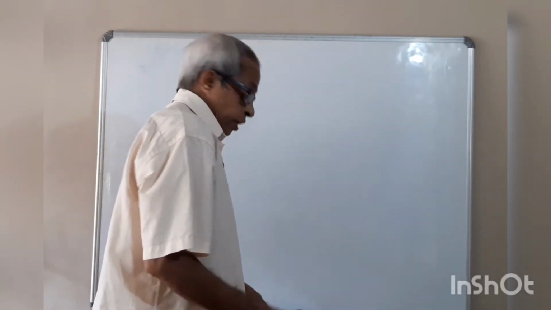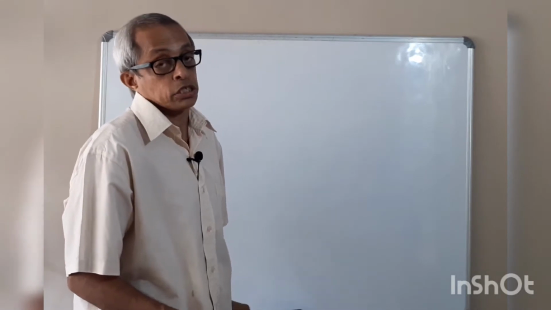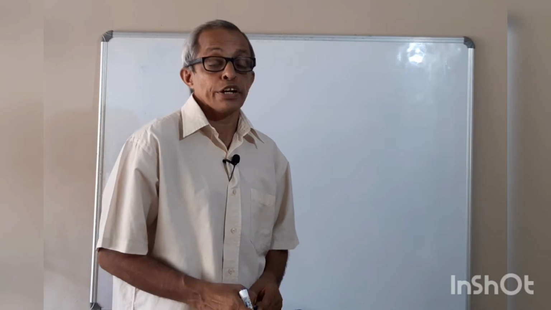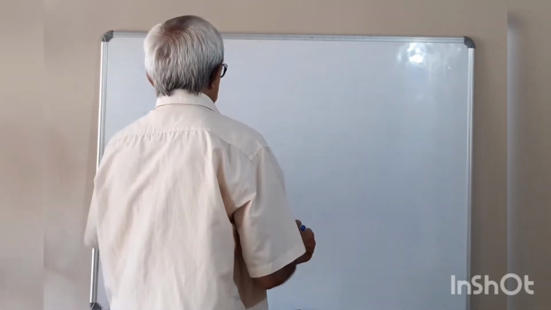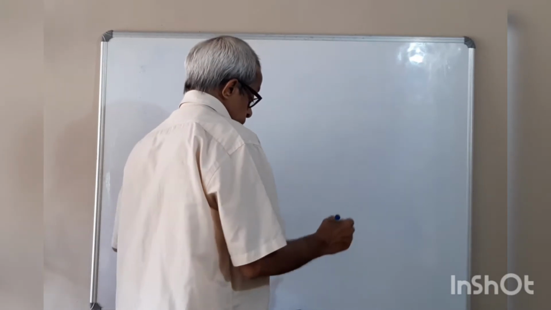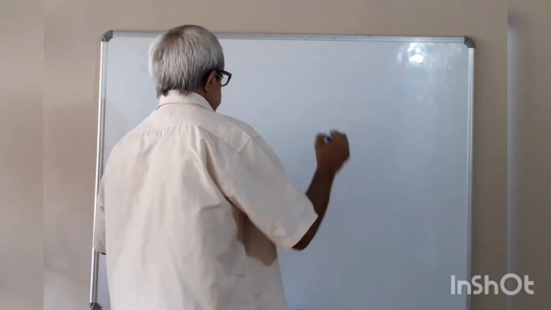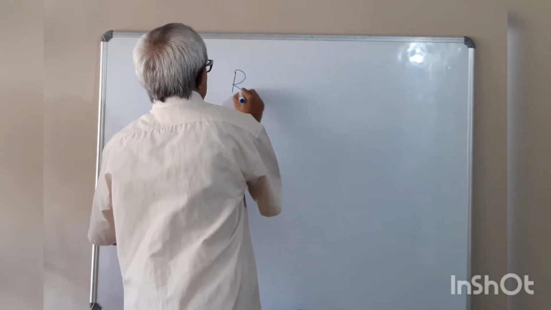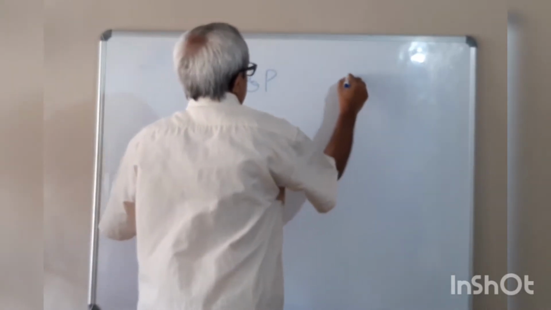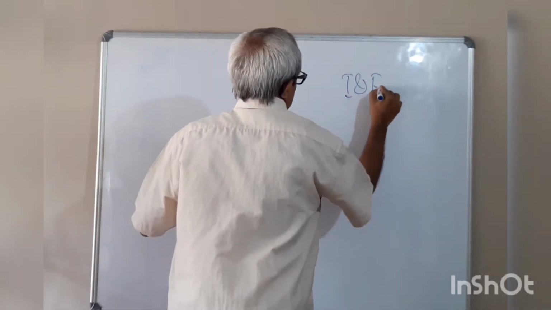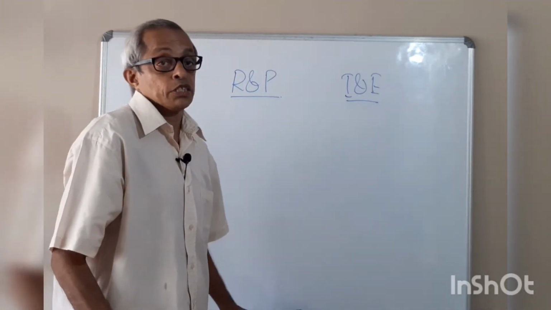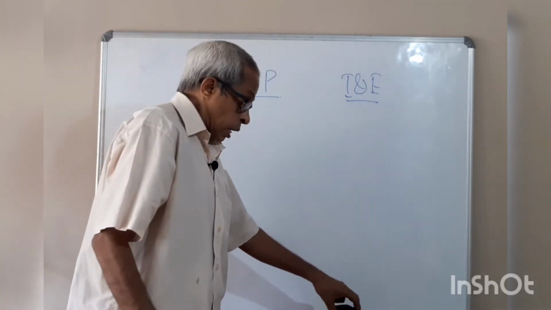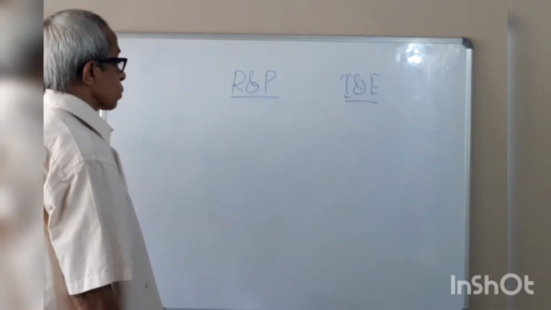Next difference of books maintained by a non-trading concern is the difference between receipts and payments account and income and expenditure account. What are the differences between receipts and payments account and income and expenditure account?